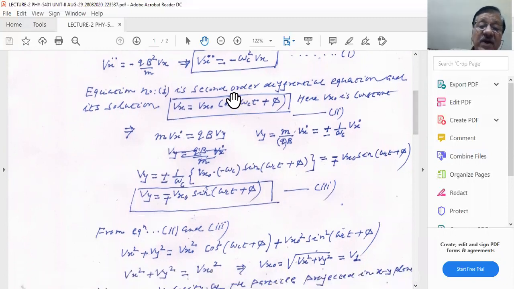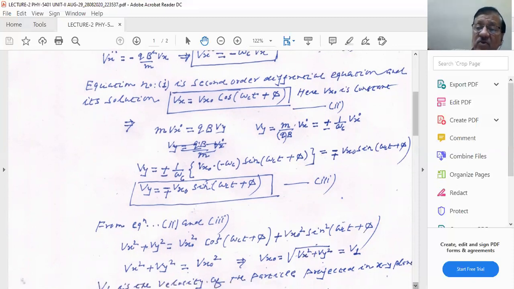So Vx square is Vx0 square cosine square of omega c t plus phi, plus Vy square, where the minus becomes plus, is again Vx0 square sine square of omega c t plus phi. If you take Vx0 square common, inside the bracket cos square of omega c t plus phi plus sine square of omega c t plus phi is 1. So Vx square plus Vy square equals Vx0 square. So Vx0 is the square root of Vx square plus Vy square.